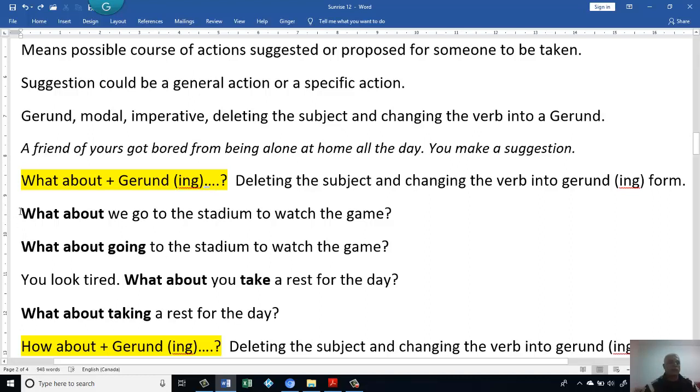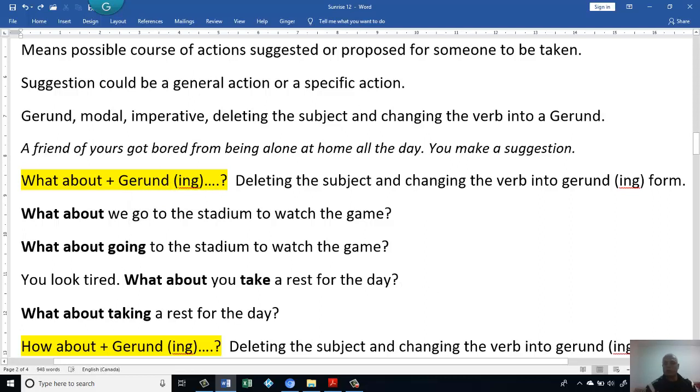Let's look at the sentences. "What about we go to the stadium to watch the game?" Then sometimes we delete the subject and also change the verb into a gerund, as we did here. For example, "What about going to the stadium to watch the game?" This is exactly what we did. We delete the subject "we" here. If we delete it, we cannot keep the verb like this, so we have to change it to a gerund.